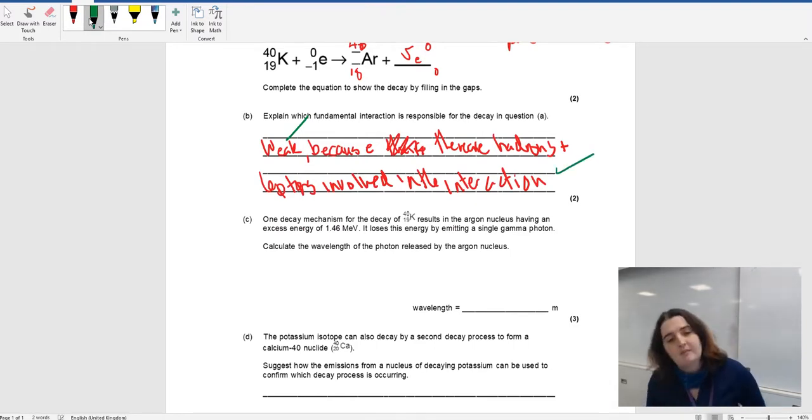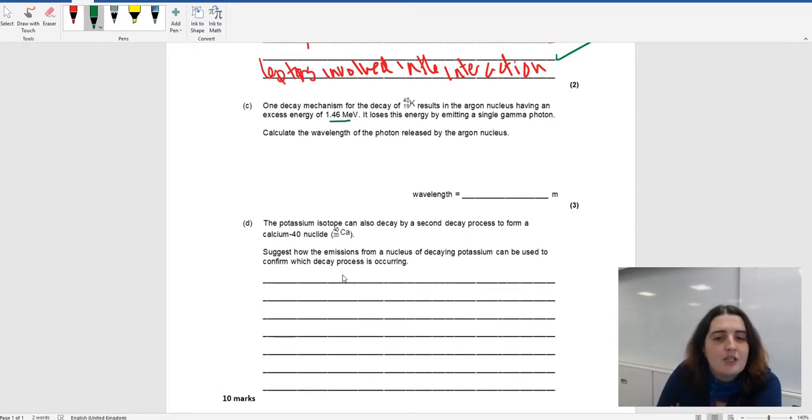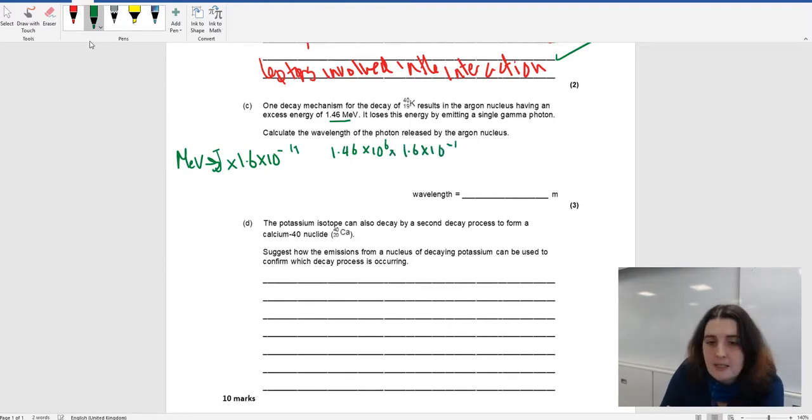Okay. One decay mechanism of this potassium is that it results in the potassium going into argon, having an excess energy of 1.46 mega electron volts. It loses this energy by emitting a single gamma photon. Calculate the energy of the photon released. So I've got an energy, and it's in mega electron volts. The first thing you need to do is convert into joules. So to go from mega electron volts to joules, you need to times it by 1.6 times 10 to the minus 19. So I've got 1.46 times 10 to the 6 times 1.6 times 10 to the minus 19.